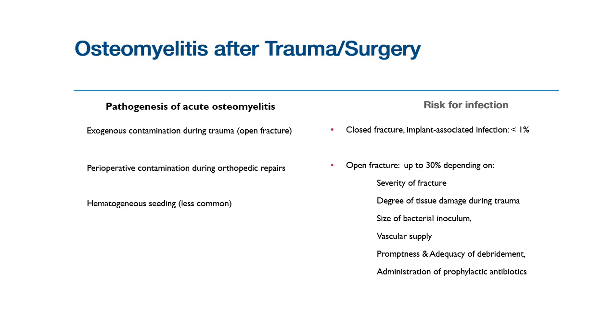The risk of infection of closed fracture or implant-associated infections is less than 1%. However, the risk of infection in open fractures may reach up to 30% and depends on several factors, which include the severity of the fracture, severity of the soft tissue injury, size of bacterial inoculum, the vascular supply to the area, adequacy of debridement, and administration of prophylactic antibiotics.